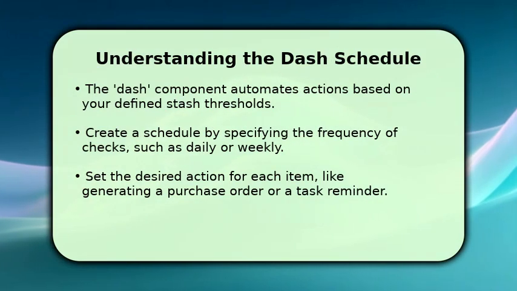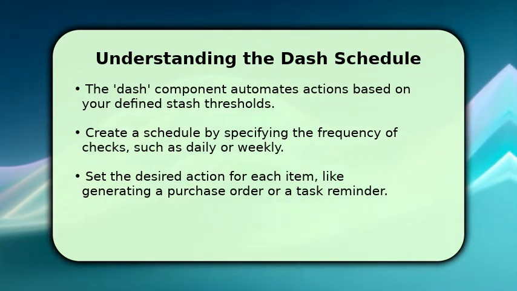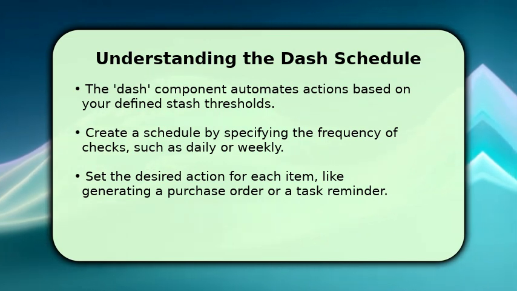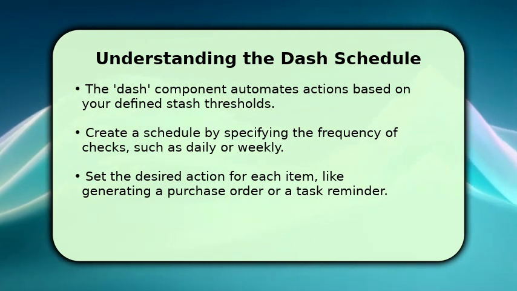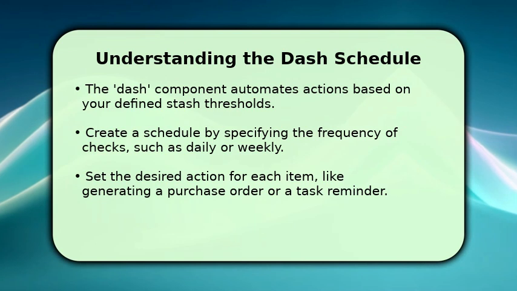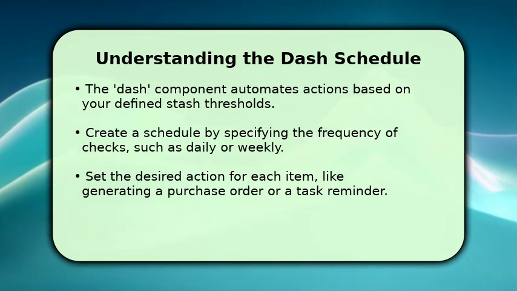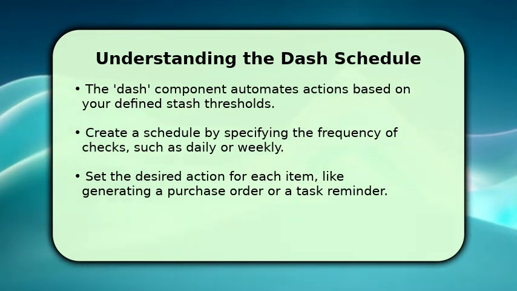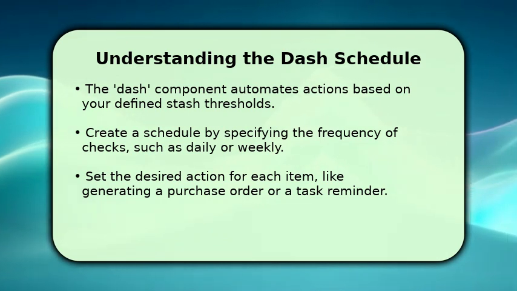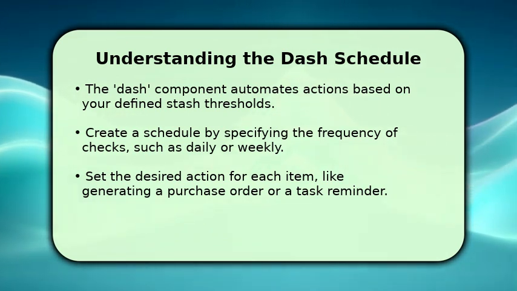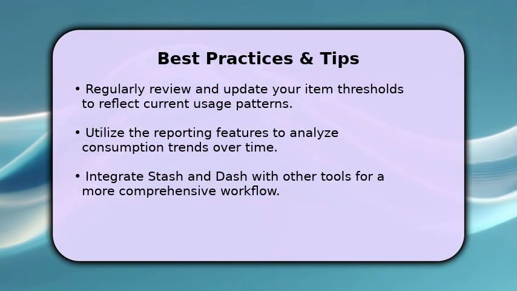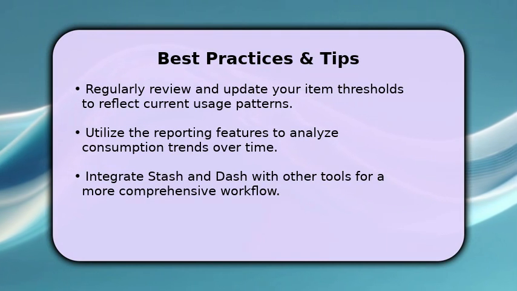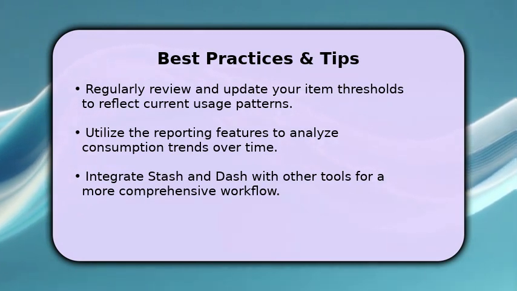Now, let's understand the Dash schedule, which automates actions based on your stash thresholds. You can create a schedule by specifying how often the system should check your inventory levels, perhaps daily at 9 a.m. or weekly on Mondays. For each item, define the desired action when its threshold is met, such as automatically generating a purchase order for 20 units or sending a task reminder to a team member. This ensures proactive management.